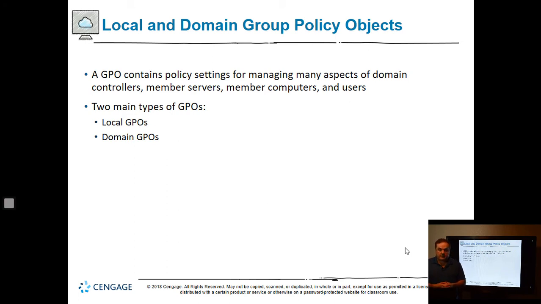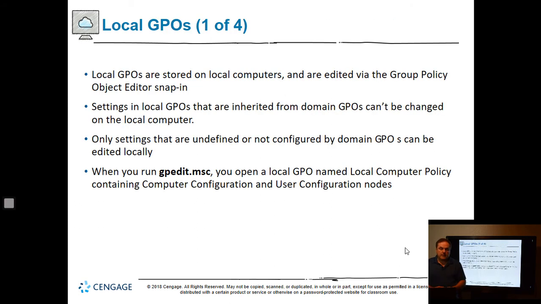And there's two different types. There's local GPOs and there's domain GPOs. Local GPOs are stored on the local computer itself and are edited via Group Policy Object Editor Snap-in. Settings in the local GPOs are inherited from domain GPOs. Can't be changed on the local computer. Only settings that are undefined or not configured can be edited locally.